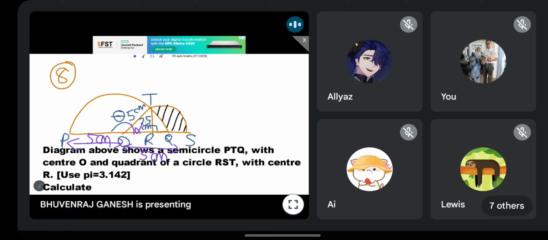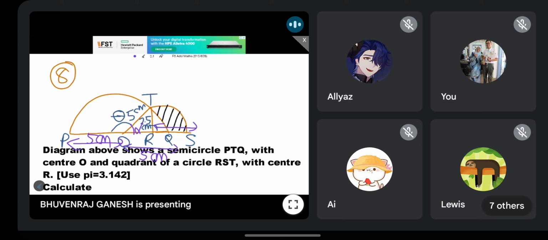O is the center. O tu titik tengah. Okay, and then they tell you that RST is quadrant. So before that, sebelum kamu dapat yang tu, so guys, you must find the jejari, kena cari panjang RS. So guys, how to get the length of RS? Macam mana kamu tahu panjang RS? Or can you tell me the answer if you know? Apa panjang RS?